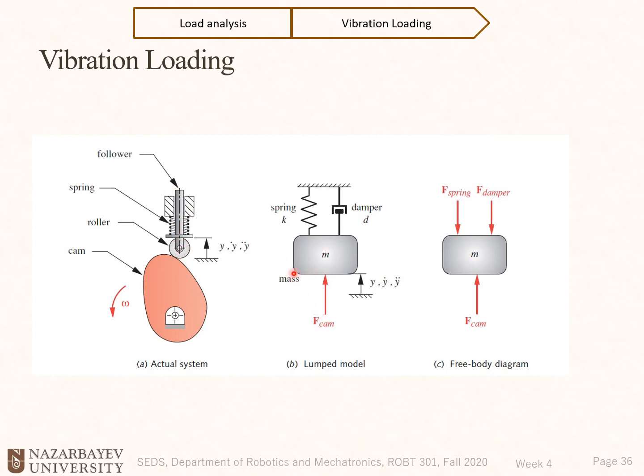We have a mass, which is the mass of the whole system, the roller, the bar, and so on and so forth. All of that, basically all the mass of this follower, could be assumed concentrated on the mass M here. And now we could have a free body diagram of F cam, the force applied by the cam through this roller, the force of the spring, and the force of the damper.